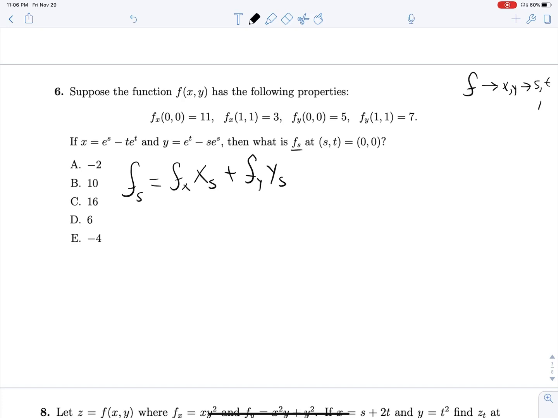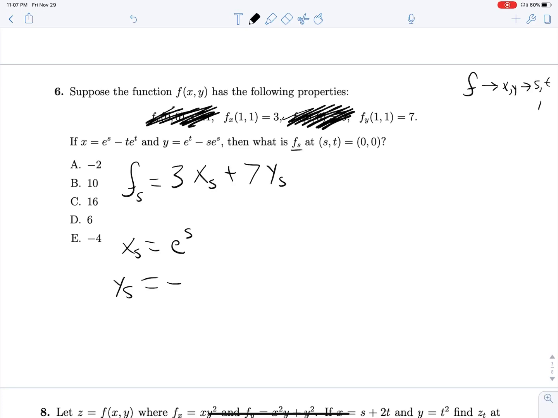So it will almost never be correct to choose the one that matches here, but we can prove that by plugging these in. We see that x is equal to e to the s minus t e to the t. If we plug in 0, 0 to that, we will get x equals 1. And the same thing goes for y. We will get y equals 1 when we plug 0, 0 in. So we can be confident in completely crossing off these two and only dealing with that 3 and that 7, which we can directly substitute in. 3 is going to be here, and 7 is going to go there. So now all that's left to do is find our xs, which will be e to the s, and our ys, which will be negative e to the s minus s e to the s. And when we evaluate this at 0, 0, we will get 1 and negative 1. And substituting this in, 3 times 1 plus 7 times negative 1, we will get negative 4.